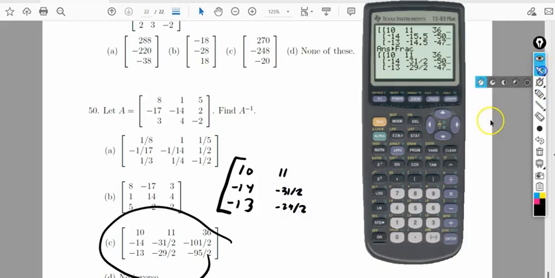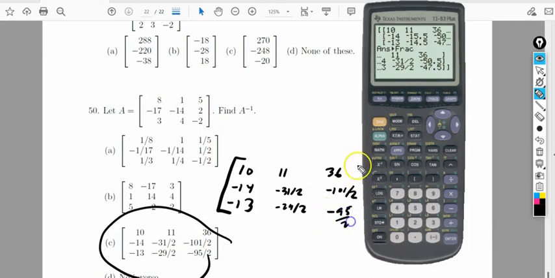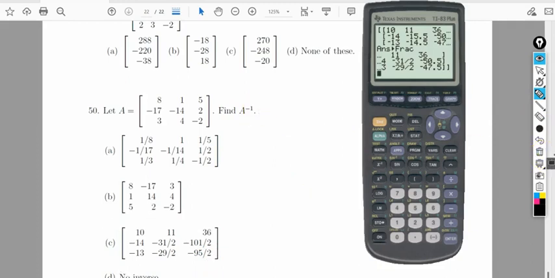But then we have 11, negative 31 halves, negative 29 halves, and then I can come here and I can scroll. Okay, and 36. And then negative 50.5, it's the same as negative 101 halves. I don't know why it didn't change it into a fraction. If it's 0.5, big numbers like that, sometimes it doesn't. And negative 95 halves is the same as negative 47.5. Okay, and so definitely A inverse exists. If it didn't, you'd get an error message. So clearly the only choice is C.